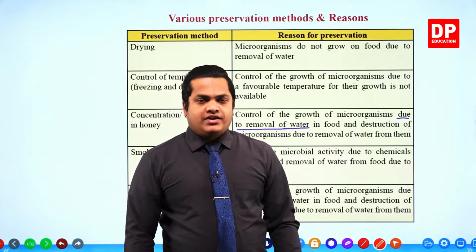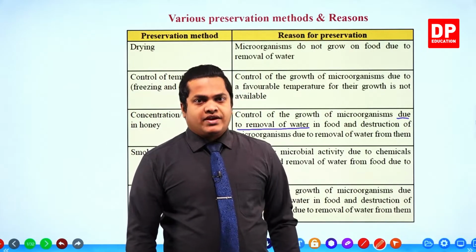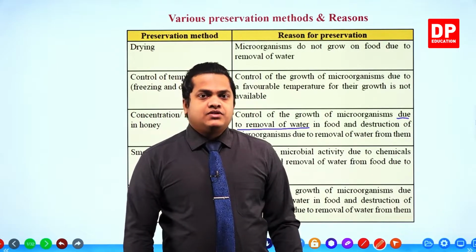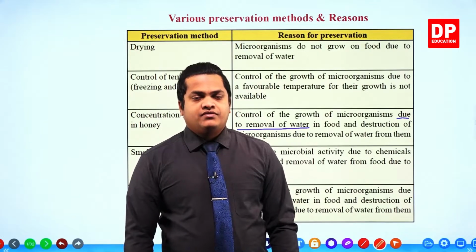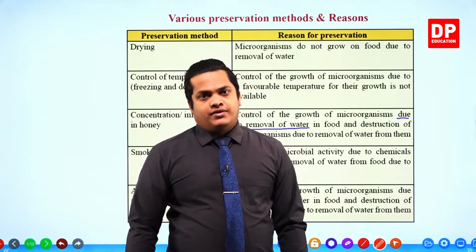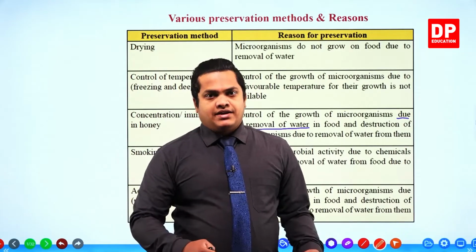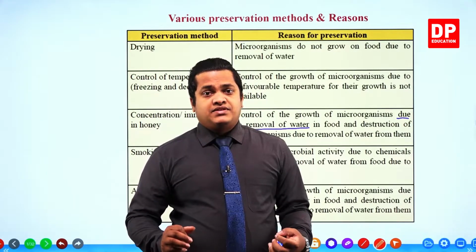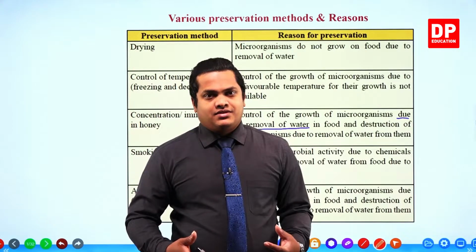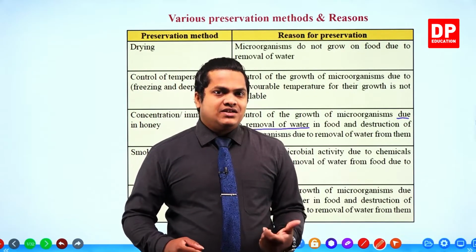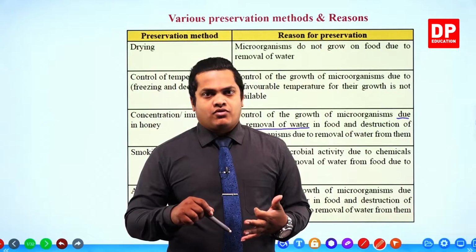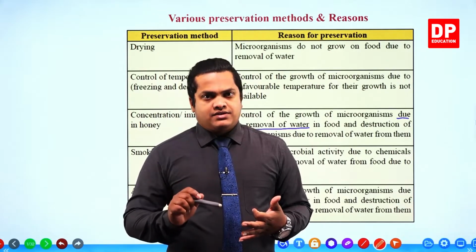So when absorbing water, my dear children, what happens? You know that the growth of microorganisms is going to be reduced, right? It's because water is an important factor for the growth of microorganisms. So these are the ways that we follow in order to preserve food. And the reason behind the preservation process, how it is getting preserved: in each of these cases, you can clearly understand that either we are killing the microorganisms or we are inhibiting their growth by controlling the factors, right?